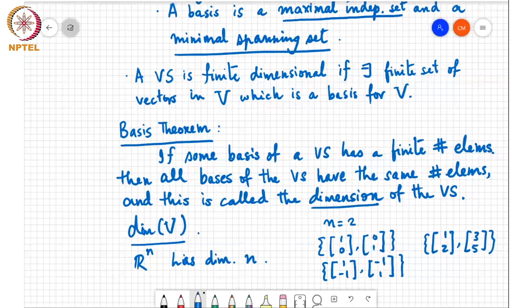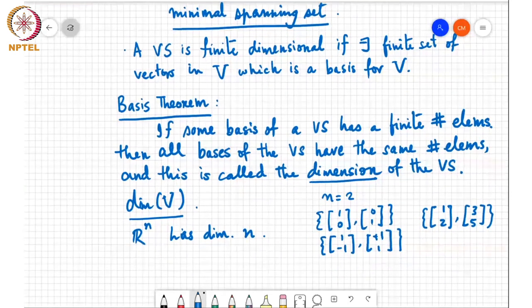Sir? Yes. The second example is not a basis, right? They are linearly dependent. Yes. Okay, now it's a basis. Thank you.